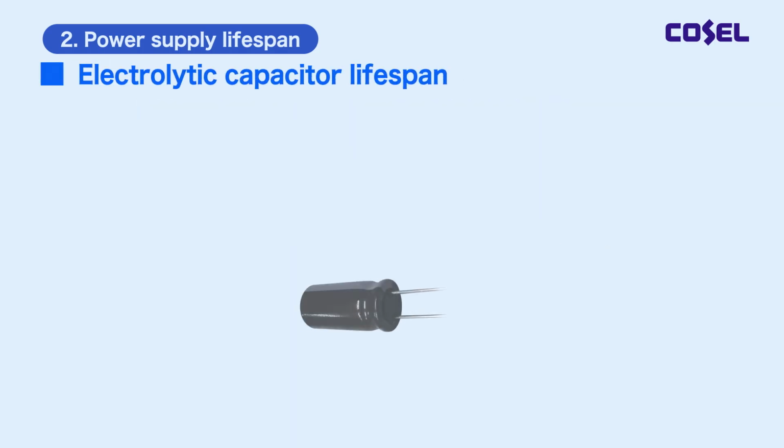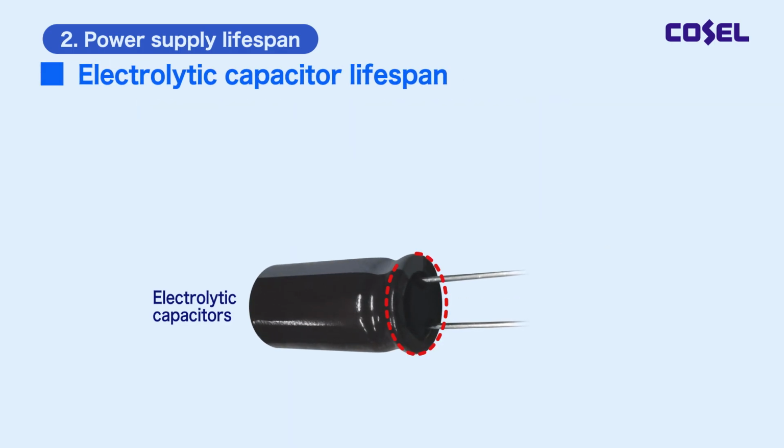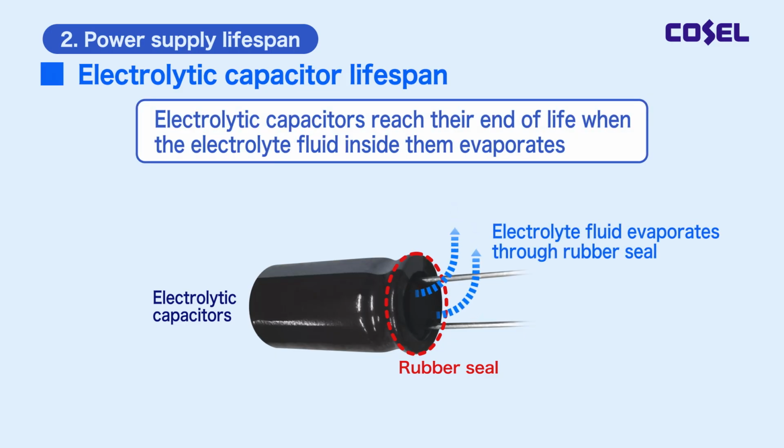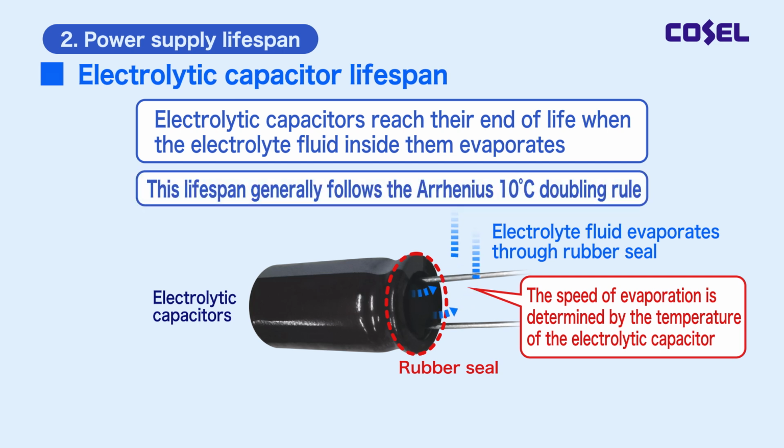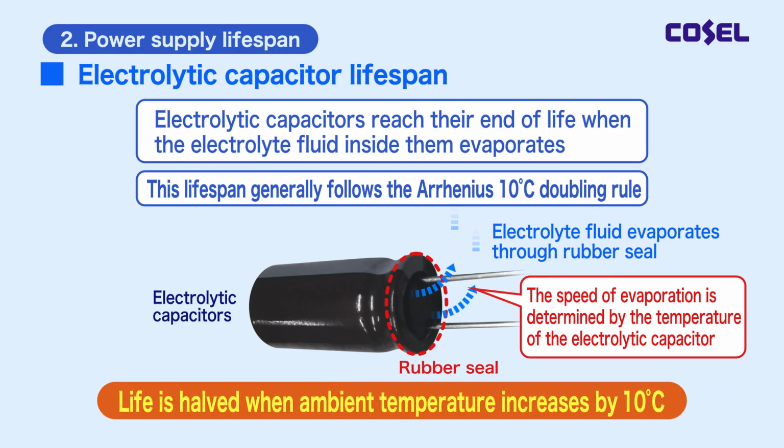Let's talk about the lifespan of electrolytic capacitors. Electrolytic capacitors reach their end of life due to the amount of excess electrolyte and the evaporation of the electrolyte through the rubber seal, and the speed of evaporation is determined by the temperature of the electrolytic capacitor. The relationship between lifespan and ambient temperature is governed by Arrhenius' 10 degrees Celsius doubling rule, which states that a 10 degrees Celsius rise in temperature halves lifespan.